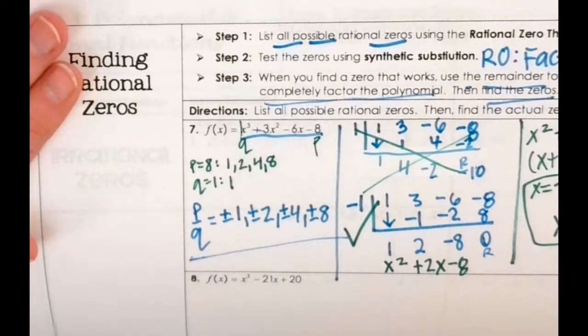Alright. Let's skip to 10. And then I'll write the answers for 8 and 9. There's a ton of examples here. So hopefully by 10 you'll get it.